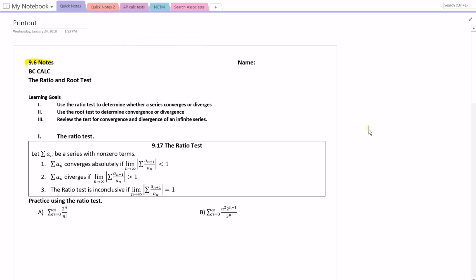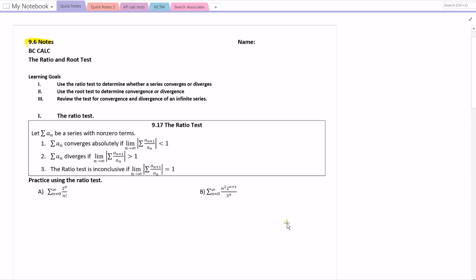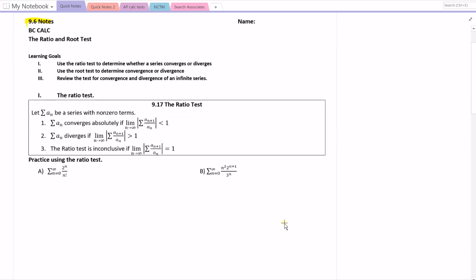Hey all, here we are on 9.6, which is our last section in the convergence and divergence tests. If you've understood what we've done so far, you're doing amazing. This stuff is so hard at first. I remember learning this my first time and it was very overwhelming. So we have two more tests to learn today, and then we're going to try to come up with a generalized strategy for how to do this.